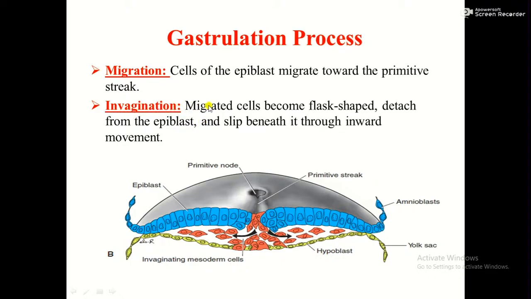So invagination, these migrated cells that are found in the primitive streak, they will become flask shape. Okay, and they will detach from the epiblast.